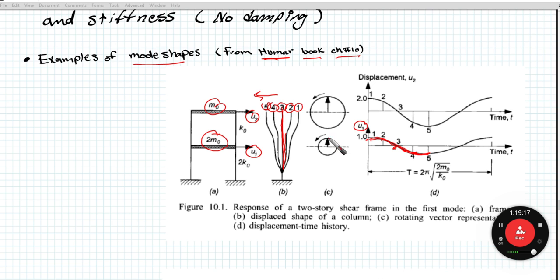This circle, we call the rotating vector representation. It is the maximum amplitude here because the amplitude of U2 is higher than U1. So it has a vector representation here. The diameter of the circle here is small and the diameter here is larger. Why? Because this is the maximum amplitude, which is the diameter here for U2, the top floor or the second floor. Here the amplitude is small, so the diameter of this circle is small. And as you can see, it is T here.